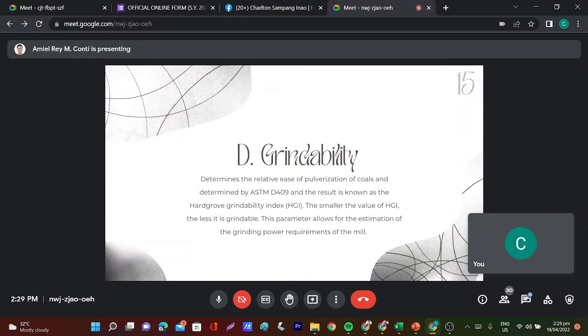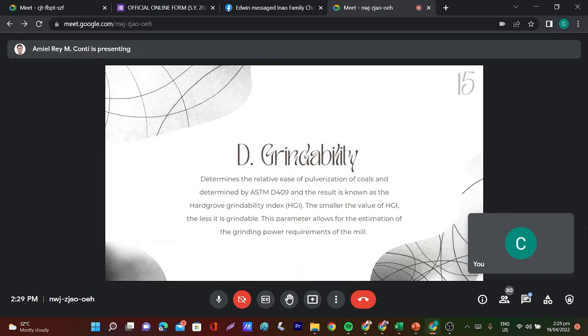So, grindability determines the relative ease of pulverization of coals and determined by ASTM D409, and the result is known as the hard grindability index or HGI. The smaller the value of HGI, the less it is grindable. This parameter allows for the estimation of the grinding power requirements of the mill.